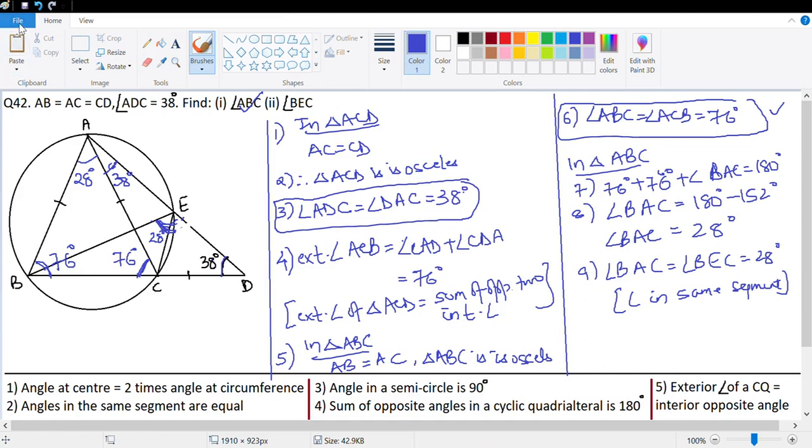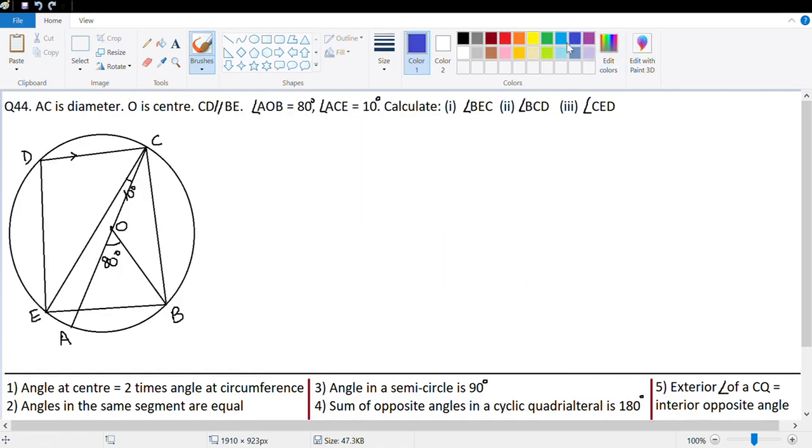The next question that we do is question number 44. Let's look at the question. Question number 44 says AC is the diameter, O is the center, angle AOB is equal to 80, which means this angle here is 40. Why? Because the angle at the circumference is half the angle at the center. In this case, AOB is the angle at the center, ACB is the angle at the circumference.